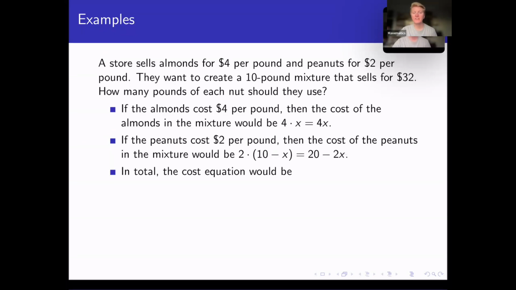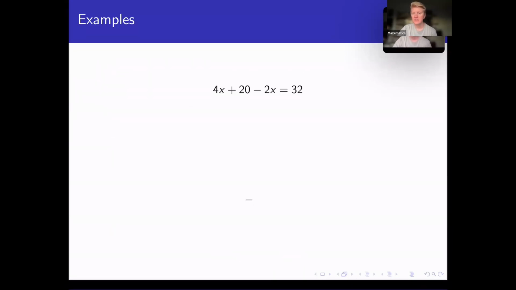And then our cost equation would be the cost of almonds plus the cost of peanuts equals the total cost of the mixture. And what is the total cost of the mixture? Oh, it's 32. From here, now we're just solving for x. Okay, let's just drop those parentheses. They don't mean anything there. Okay, let's combine like terms. 4x minus 2x is 2x. Let's subtract 20 on both sides. Let's divide both sides by 2, and we get that x equals 6.